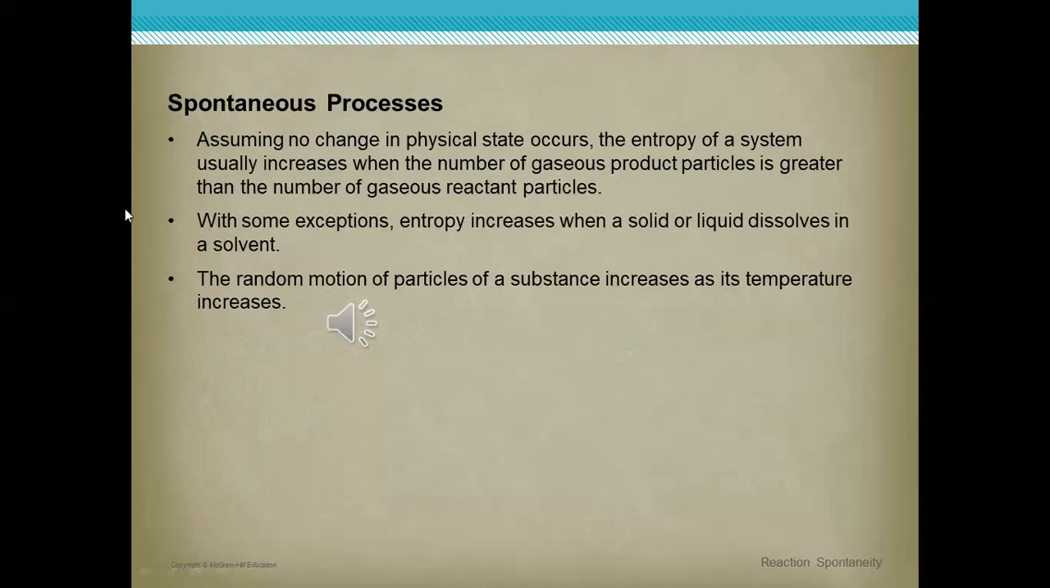All these notes are related to entropy. Listen to this statement again. Spontaneous processes. Assuming no change in physical state occurs, the entropy of a system usually increases when the number of gaseous product particles is greater than the number of gaseous reactant particles. With some exceptions, entropy increases when a solid or liquid dissolves in a solvent. The random motion of particles of a substance increases as its temperature increases.